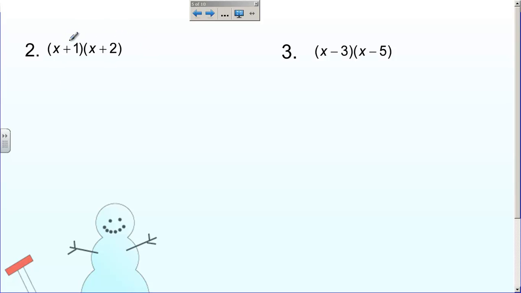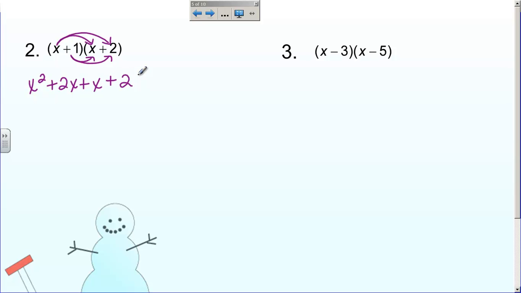I'm going to draw arrows so you can follow me with what I'm doing. So we're going to take this x and distribute it to this x. So x times x is x squared. And then x times 2 is 2x. So I've distributed once. Now the second time I'm going to distribute this 1. So 1 times x is 1x. And then 1 times 2 is 2.